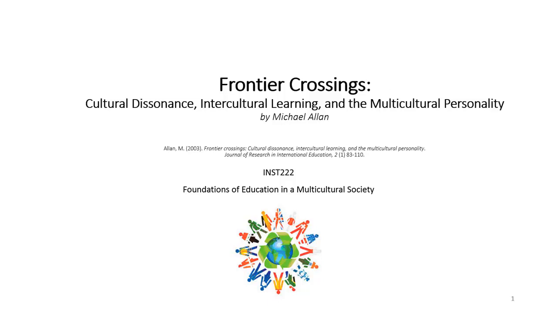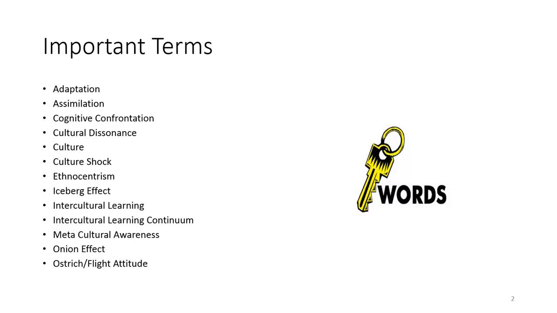Howdy! This lecture is taken from the reading Frontier Crossings, Cultural Dissonance, Intercultural Learning, and the Multicultural Personality, written in 2003 by Michael Allen, and it appears in the Journal of Research in International Education. This lecture is for the course INST 222, Foundations of Education in a Multicultural Society. So we'll do our best to highlight these important terms that appear in the article. You can find these terms on the lecture note outline for this reading.